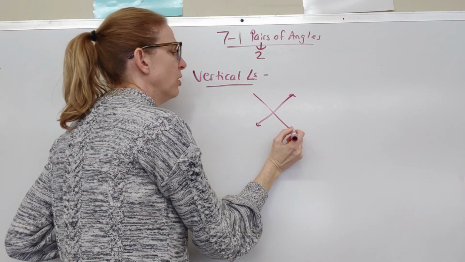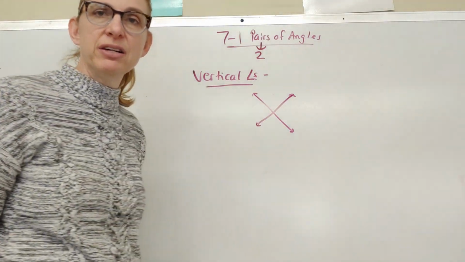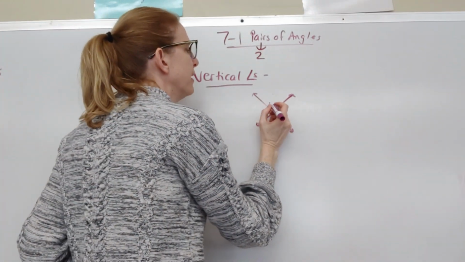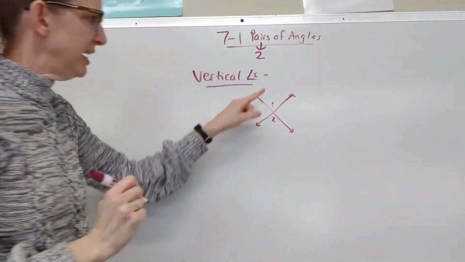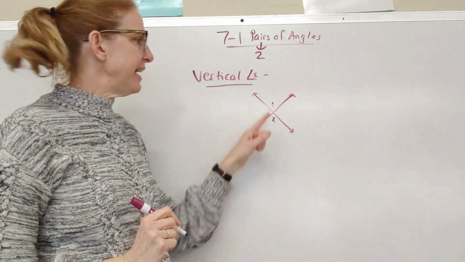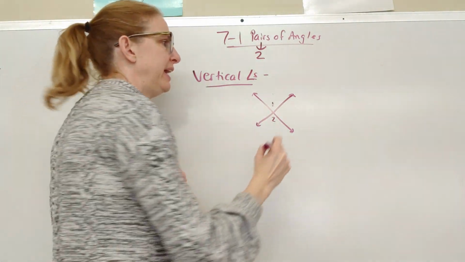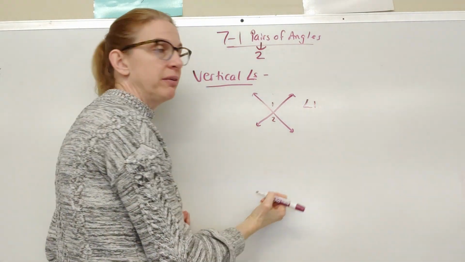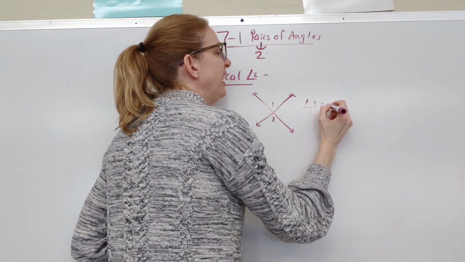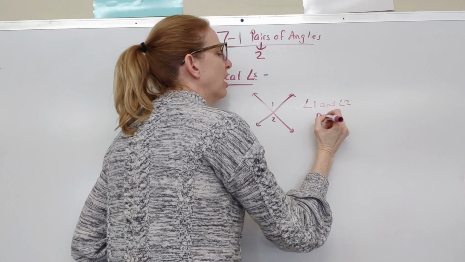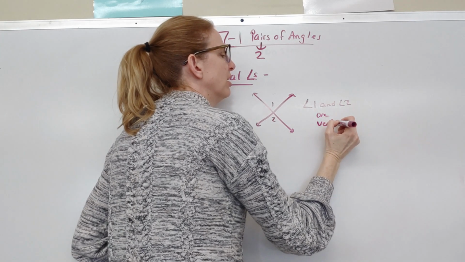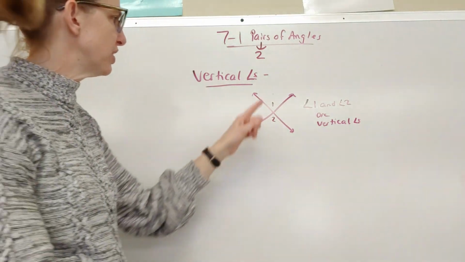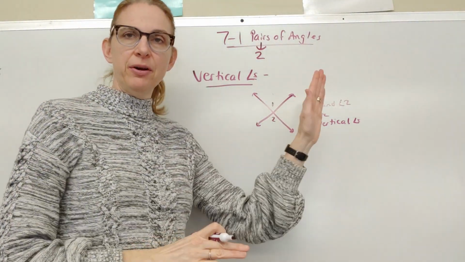It says they're formed by intersecting lines. So here are my intersecting lines. Intersecting just means they're crossing over each other. And they are opposite each other, right across from each other. So here I would say angle 1 and angle 2 are vertical angles. And this is how you say the name of the angle, angle 1. So I make that little angle symbol, and angle 2 are vertical angles. They're right across from each other. They're not touching, they're not next to each other, they're across from each other.